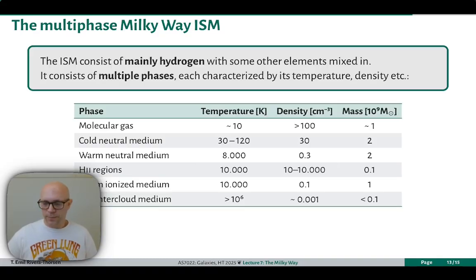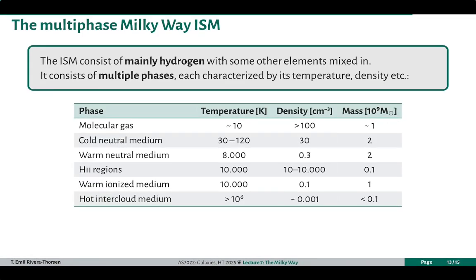The ISM in the Milky Way consists mainly of hydrogen with some other elements mixed into it, and it consists of multiple phases, which each has its own temperature, density, and so on. So we can try and go through them one by one.